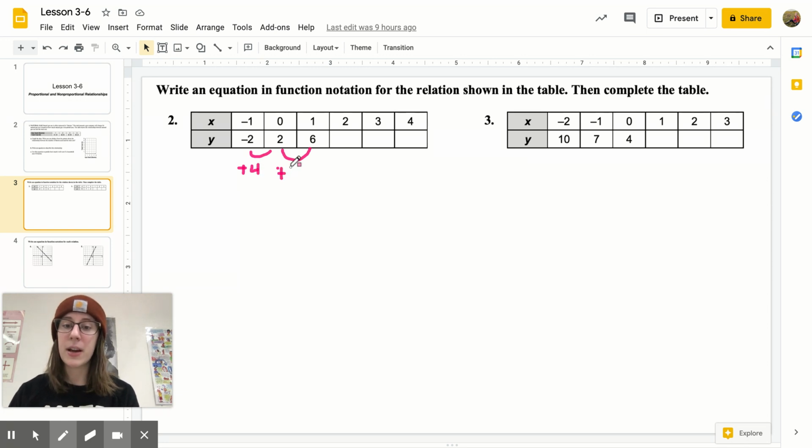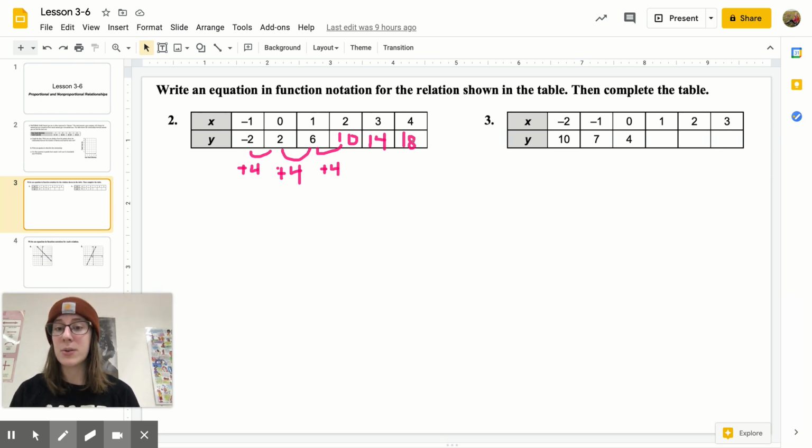So here I'm adding 4 each time, so if I were to add 4 again from 6, this is kind of like our arithmetic sequence, it would be 10. 10 plus 4 gets me to 14. 14 plus 4 gets me to 18. Then we need to write an equation.